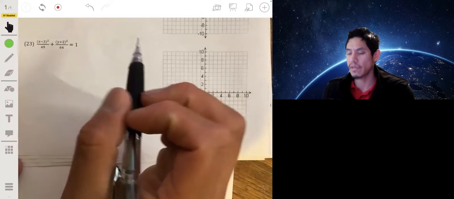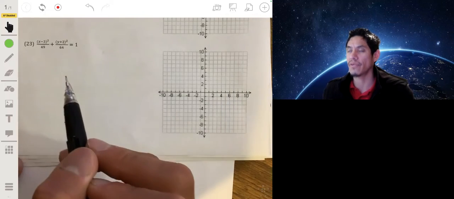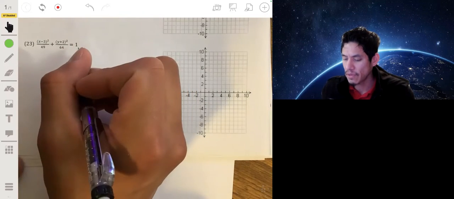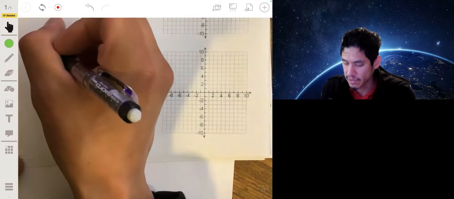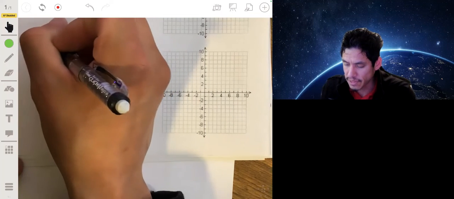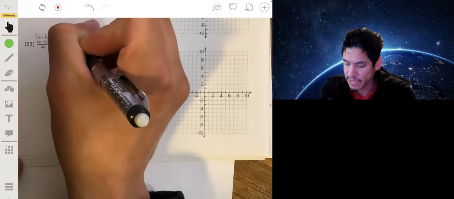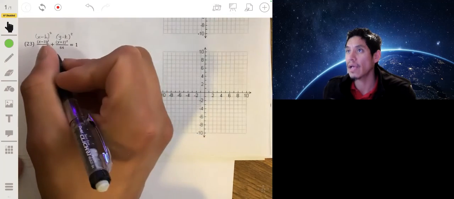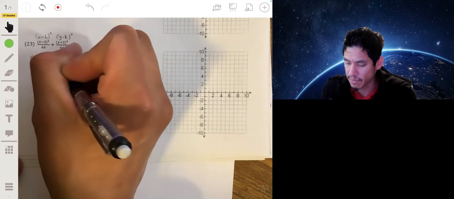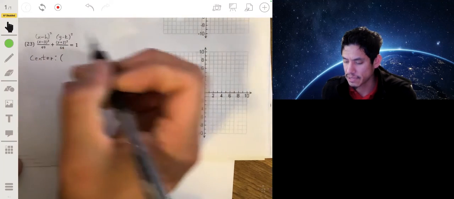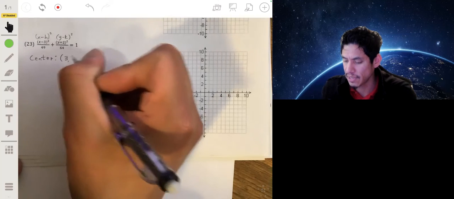Okay, so our goal is to graph this ellipse and then identify the coordinates of the foci. So the first thing that I would advise is to figure out where the center is. So let's recall that the form is, x minus h squared and then y minus k squared in the numerators. So the center is at h comma k, and so h is going to be 3, so the x value of the center will be 3.